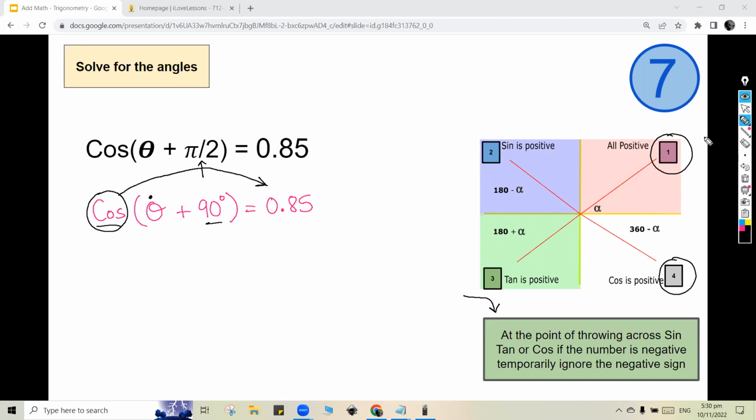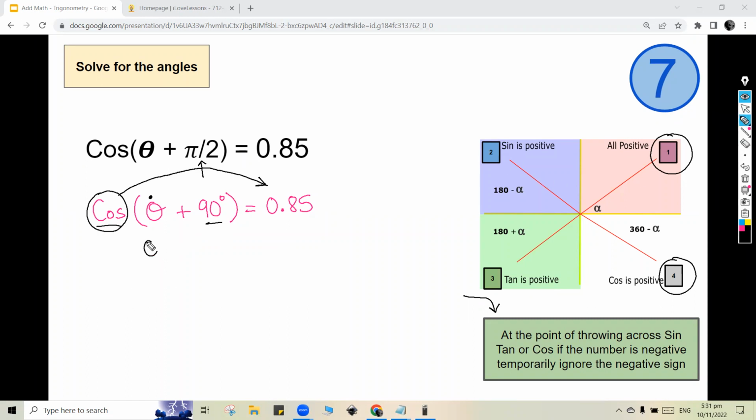Great. So here's the thing. At the point of throwing across the cosine, we have to get our two answers before we proceed with the rest of the question. So do you think you can get the two answers for me? Forget about the 90 degrees. Don't even touch that 90 degrees until we get our two answers. So let's cosine inverse what now?